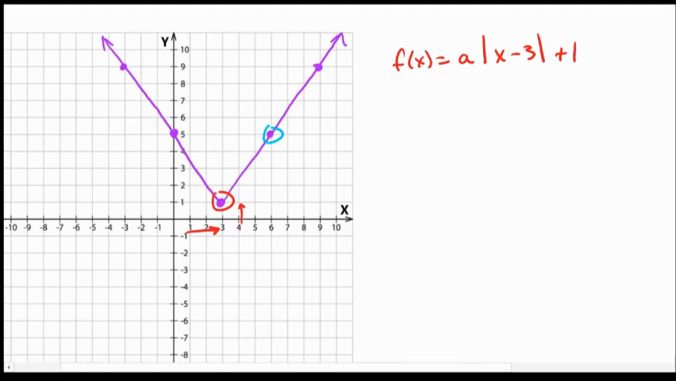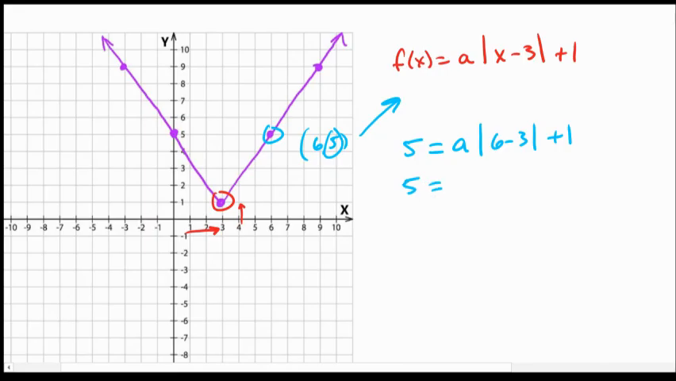So let's say this point right here, which is 6 comma 5. If I have a second point, I can plug that into the equation and solve for a. So I have my y value of 5. I'm going to search for a. I'm going to plug in 6 for x, and then I'm going to solve this.